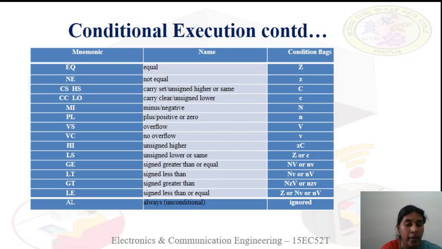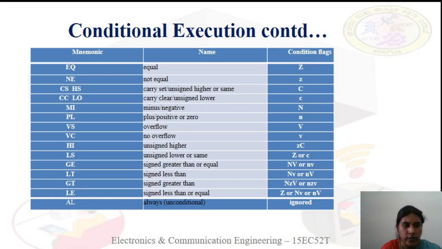Then PL means plus or positive. It will check whether the number is positive or not. It means the N flag will be clear. Then VS, overflow. If the overflow flag V is set, then only it will execute the instruction. It will check for the condition.